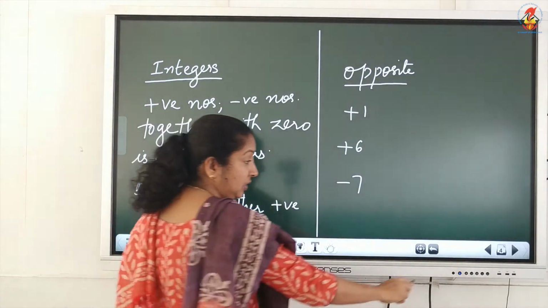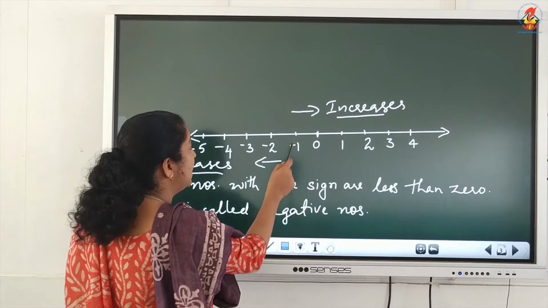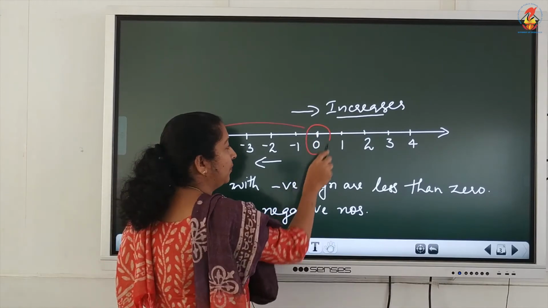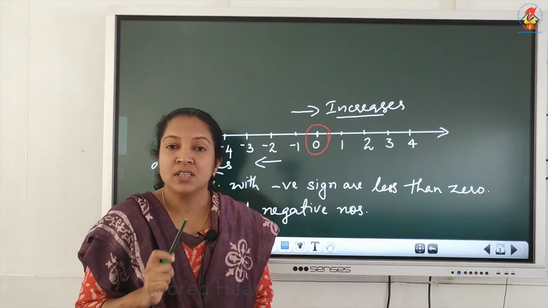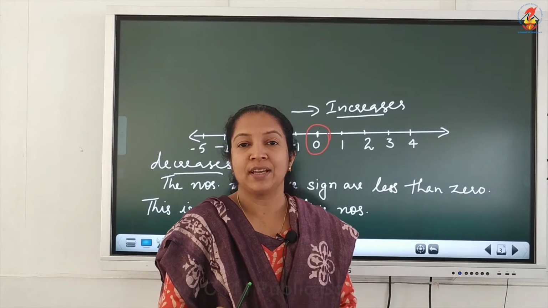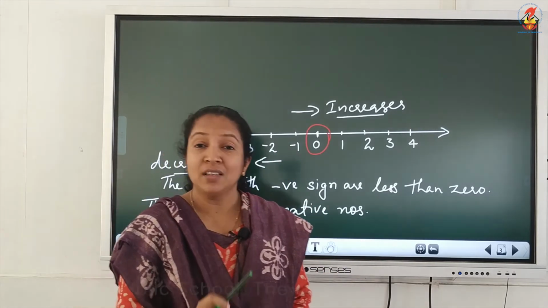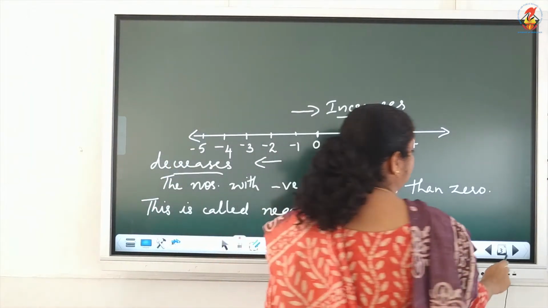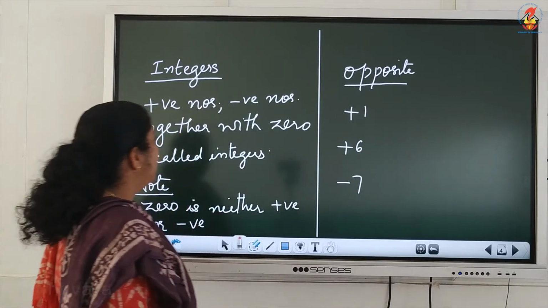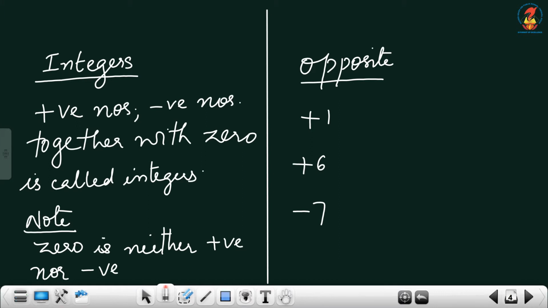And we have learned this. Towards the right of the 0 it is positive, towards the left it is negative. What about 0? What is the sign of 0? No sign. That means 0 is neither positive nor negative. It is not a positive number, it is not a negative number. Then positive numbers and negative numbers together with 0 are known as integers.